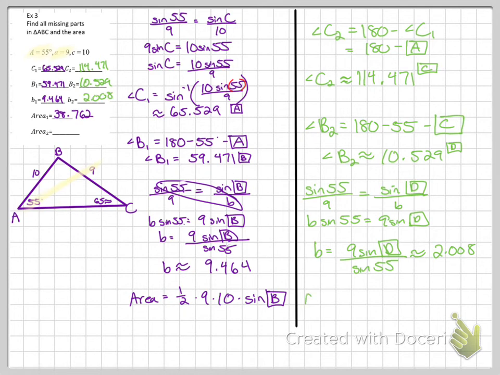And then area for your second triangle. 1/2. I can still use 9 times 10. And then remember we did sine of angle B. Angle B for us is in button D this time. And see if you can get your area approximately. There we go.